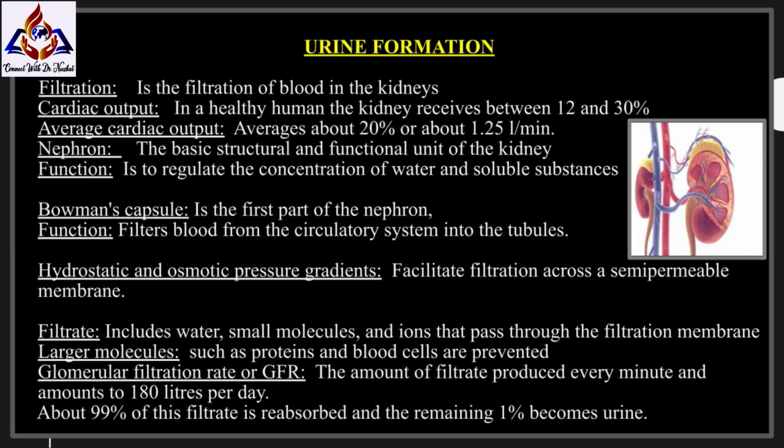However, larger molecules such as proteins and blood cells are prevented from passing through the filtration membrane. The amount of filtrate produced every minute is called the glomerular filtration rate, or GFR, and amounts to 180 liters per day. About 99% of this filtrate is reabsorbed as it passes through the nephron, and the remaining 1% becomes urine.